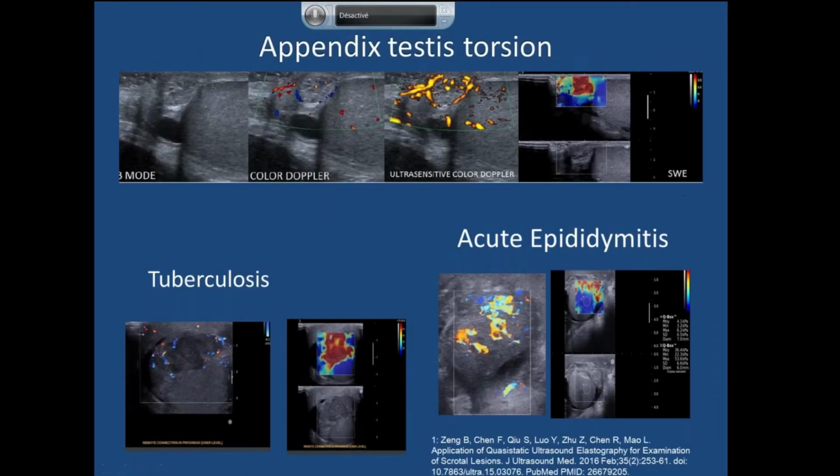A case from extratesticular disease. We had several cases of appendix testis torsion demonstrating very clearly an increased stiffness, and it may be an added value for this tricky diagnosis. Epididymal tuberculosis also, there was not so much vascularization compared to classic epididymitis, like in this case, but it is very hard on elastography.